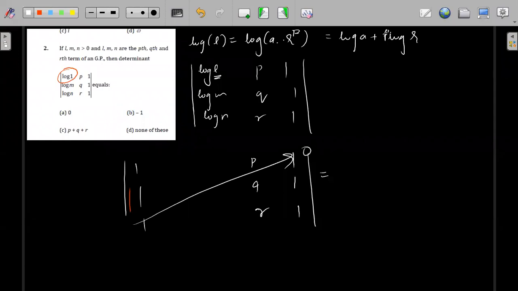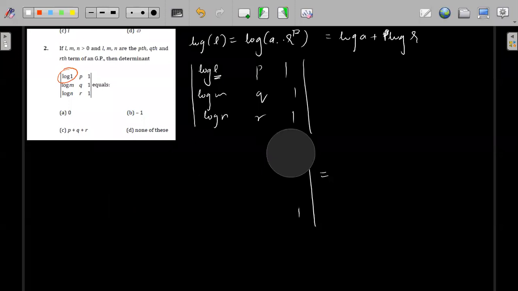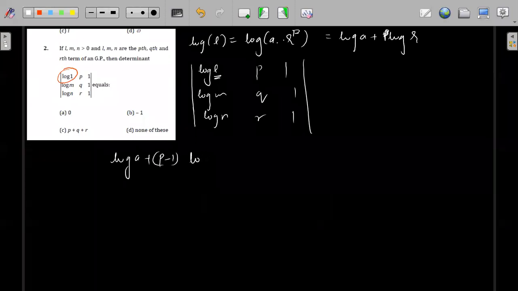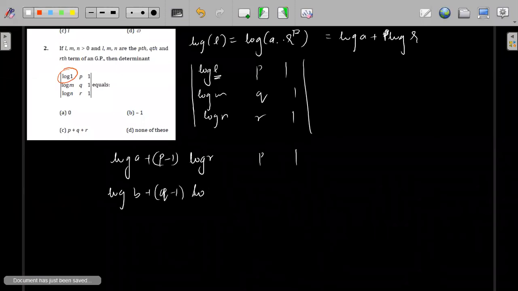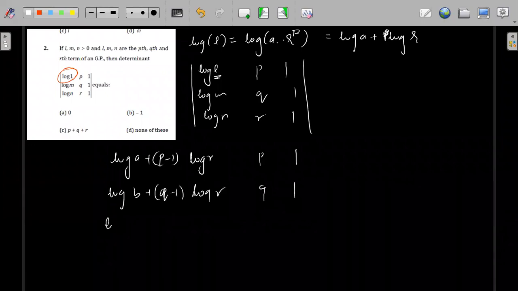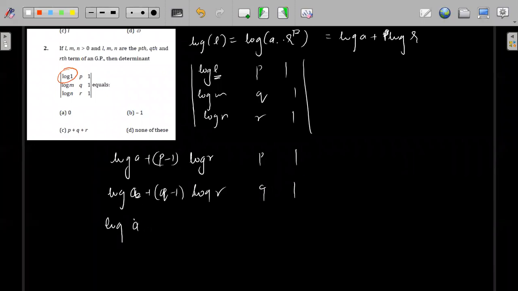Yeah, it will be p minus 1, but I'm taking this up. It's a constant, right? So see, even if you take p minus 1, q minus 1, and r minus 1, it will be exactly the same. Even if you take p minus 1, so log a plus p minus 1 into log r, p1, log a, log b into q minus 1 into log r, q1, log a, r minus 1 log r, r1. Okay, again you will have the same thing.